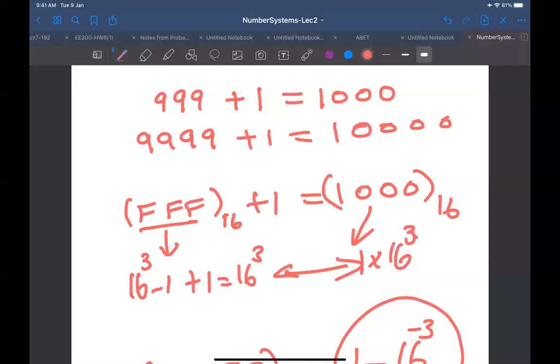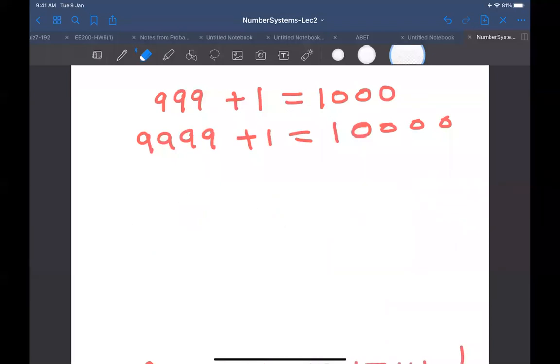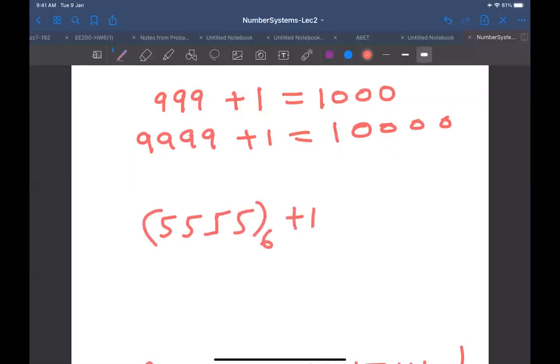So let me ask you this, if you have got it. What is 5, 5, 5, 5, 6 plus 1? I want to answer in base 6. One followed by 4 zeros. Excellent. 1 followed by 4 zeros. But it's in base 6.